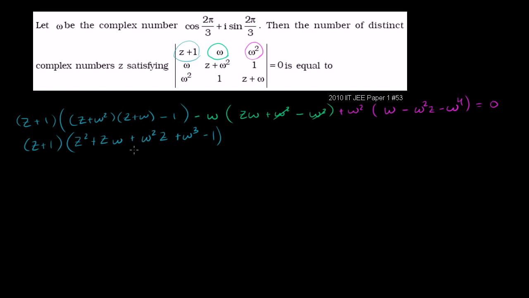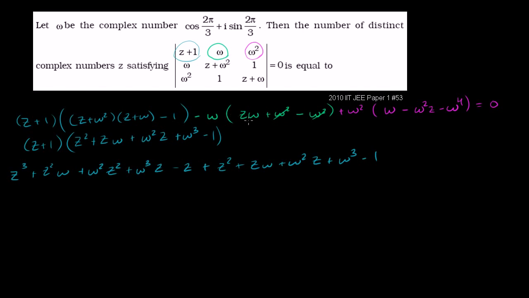Let me just continue with this blue part since we're already focused here. This is going to be z times all of this. So it's going to be z to the third power plus z squared omega plus omega squared z squared plus omega to the third z minus z. I just multiplied z times all of this. And then plus 1 times all of this. So plus z squared plus z omega plus omega squared z plus omega to the third minus 1.